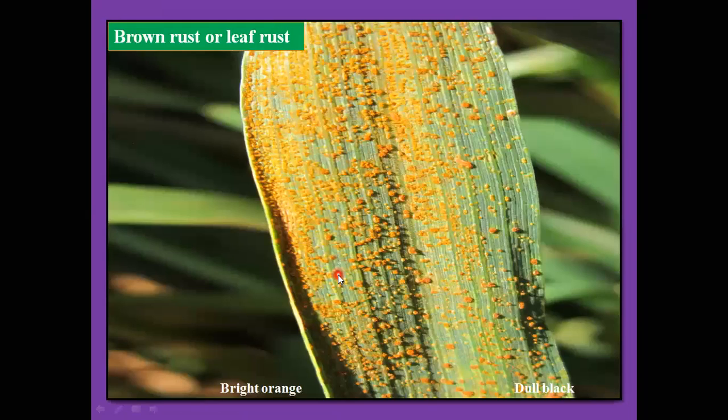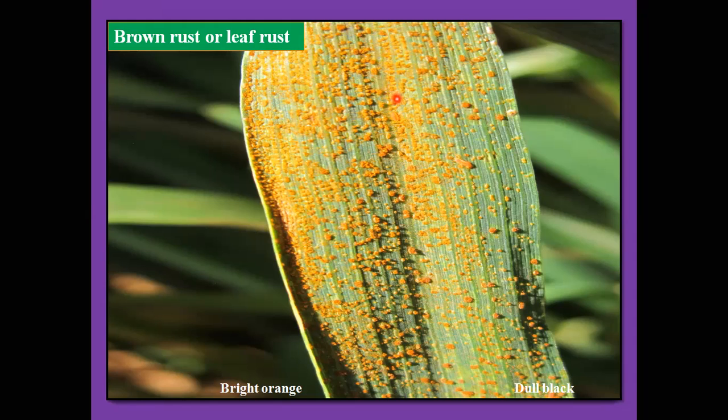Then the second most important disease seen on the wheat crop is known as brown rust or leaf rust. Brown rust is also known as leaf rust, meaning that on wheat plants this pathogen infects majorly the leaf portion as compared to the stem or other portions. The symptoms are seen mostly on the leaf, so this rust is also known as leaf rust.